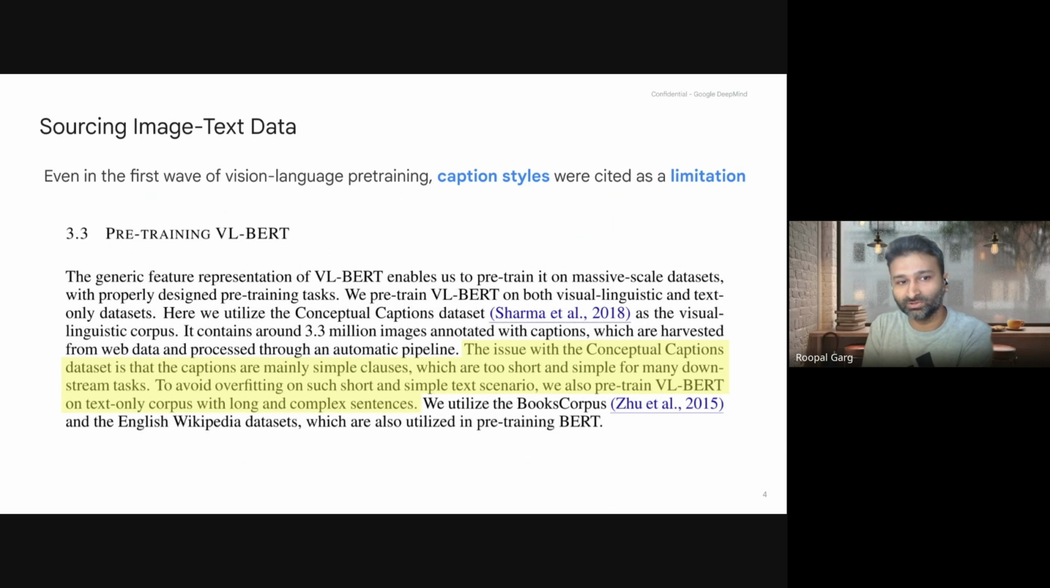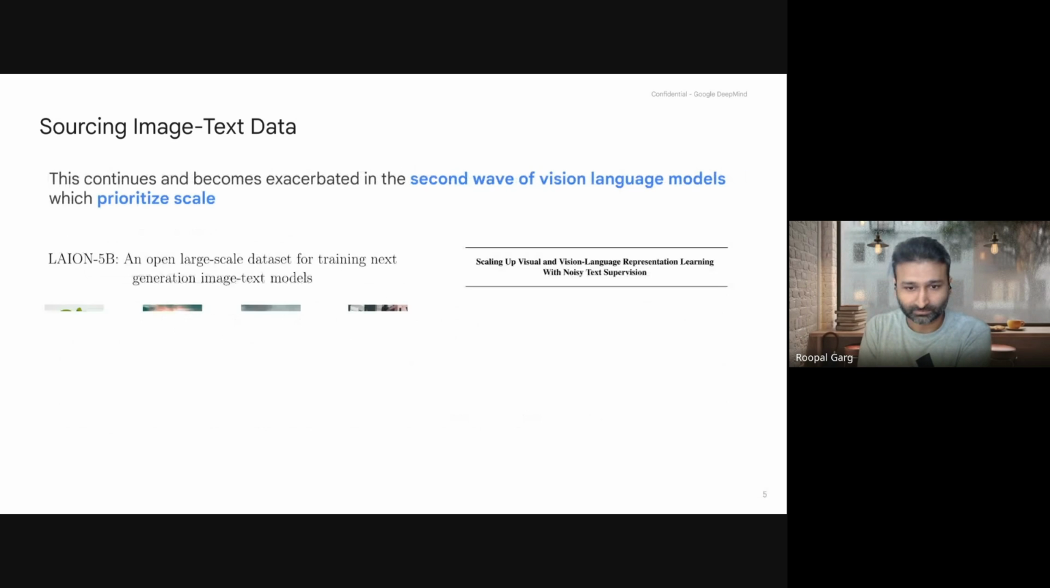Now, this noise was noted even in the first wave of visual language pre-training on tasks like captioning. The first wave of data sets like Conceptual Captions, which was in the range of tens of millions, were largely scraped from the web and had alt text as their target, so they were deemed as being too short and simple.